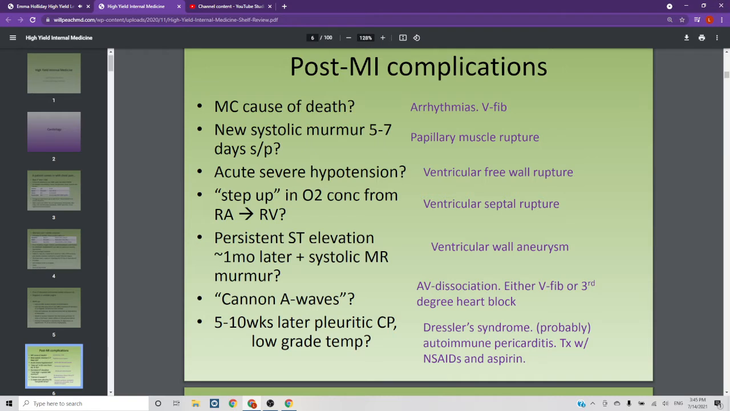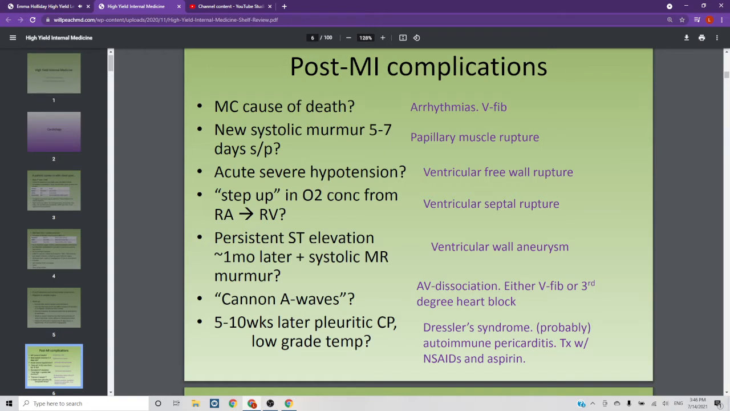So the papillary muscles can become ischemic, weaken in the remodeling phase. Remember that from step 1? They can rupture, and that causes a regurg murmur. So it's a new systolic murmur you can hear. What if there's a murmur, but they also have acute hypotension, really sick, basically on death's door? What might have ruptured there? The free wall. So that's a ventricular free wall rupture.